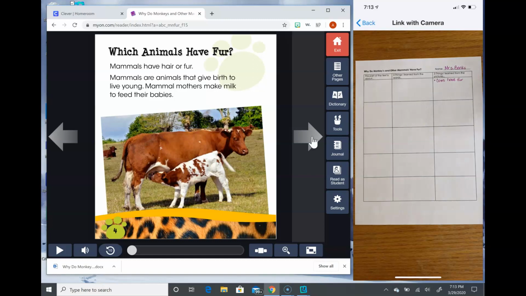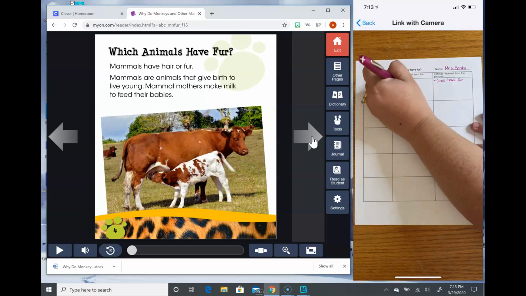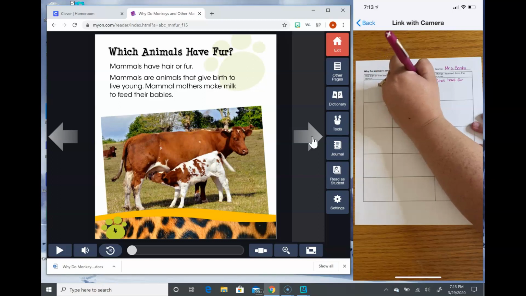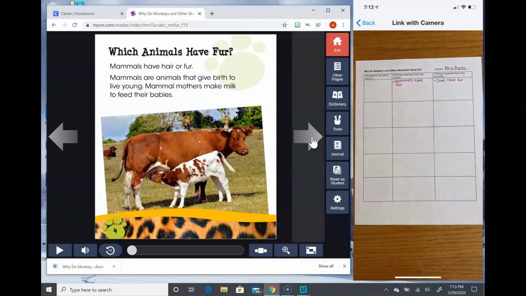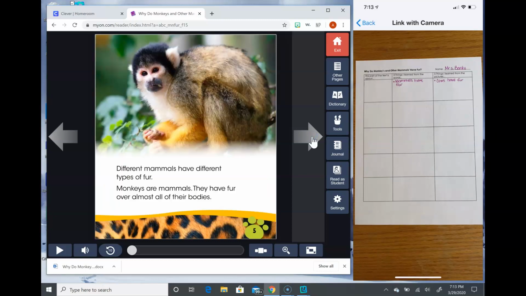Well, mammals, if I'm going to read the word, mammals have fur. Oh, that's a detail from the text. Mammals have fur. All right. Mammals are animals that give birth to live young. Mammal mothers make milk to feed their babies. All right. Keep going. Different mammals have different types of fur. Monkeys are mammals. They have fur over almost all of their bodies.